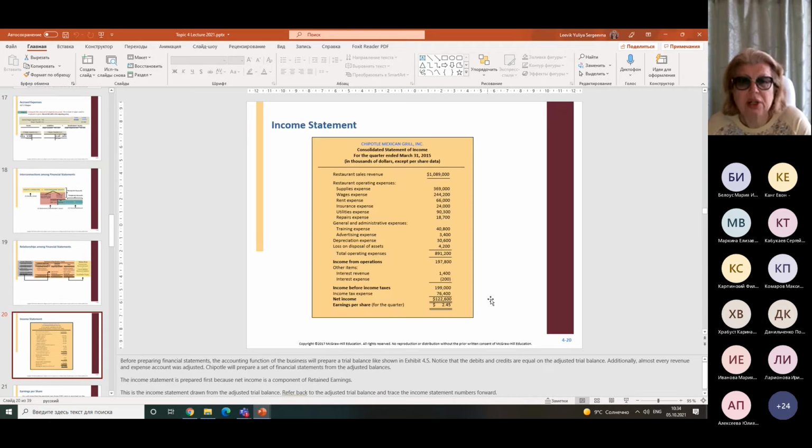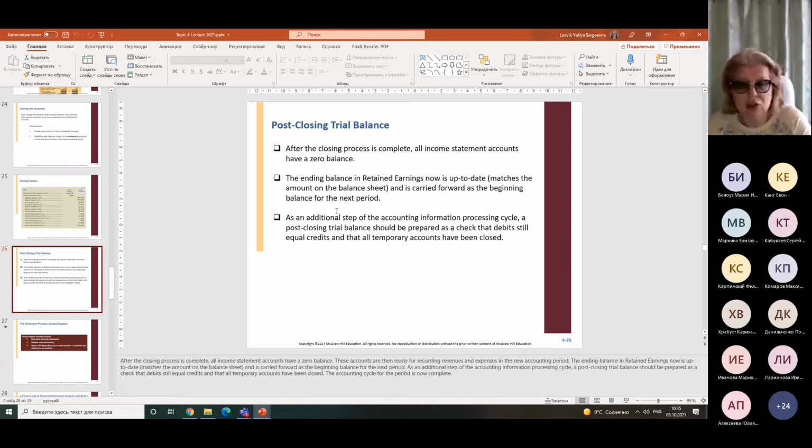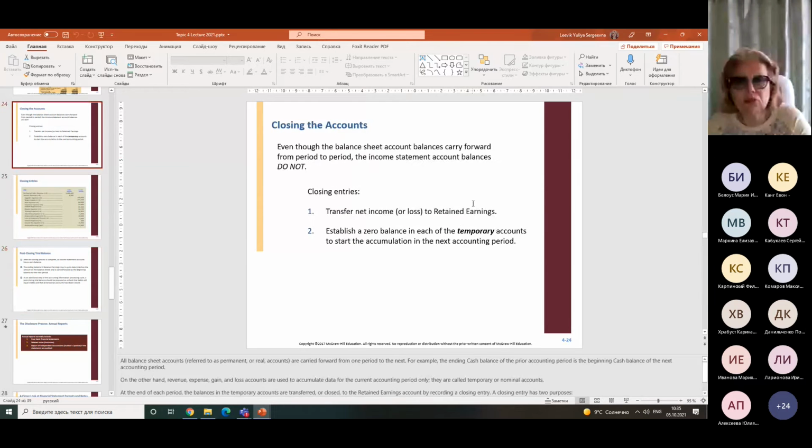So, and now I would like to repeat that when you prepare an income statement, you can compute some intermediate items like income from operations, income before income taxes, gross profit, all of these. And the post-closing trial balance, this is closing the accounts, so transfer net income or loss to retained earnings, establish a zero balance in each of the temporary accounts.